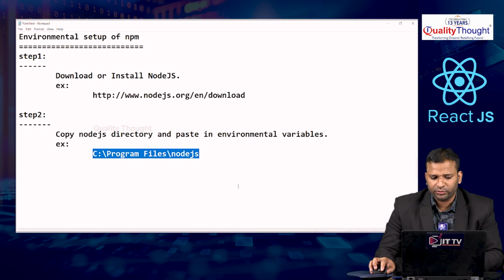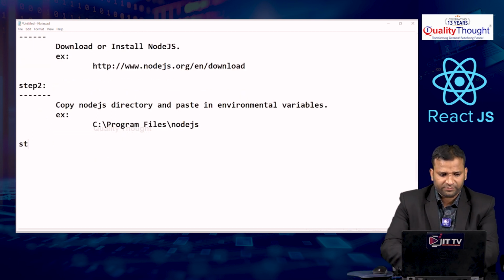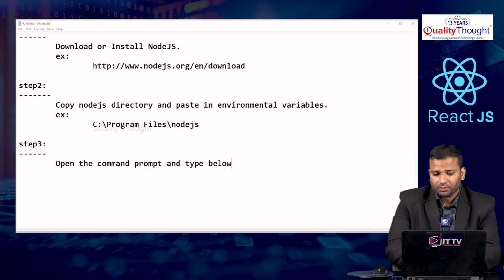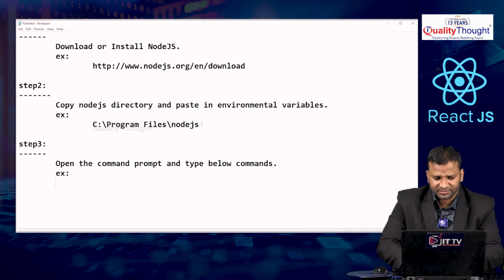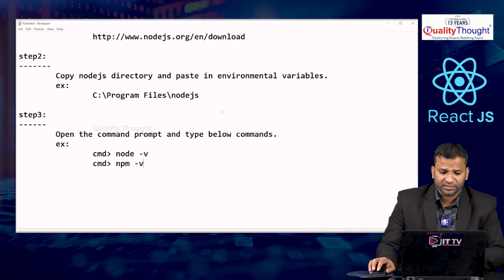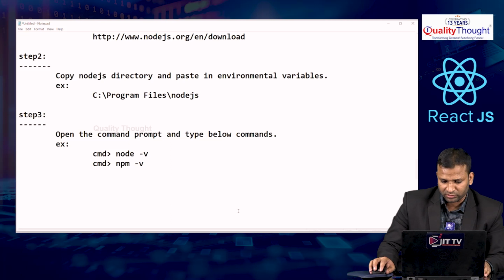So after that, once you're done with the setup, step 3 is nothing but opening the command prompt and typing the below commands. I will open one command prompt. Here we need to type node -v. V means I want to check the version of Node.js. Similarly, we can type npm -v. We can see the npm command version also.